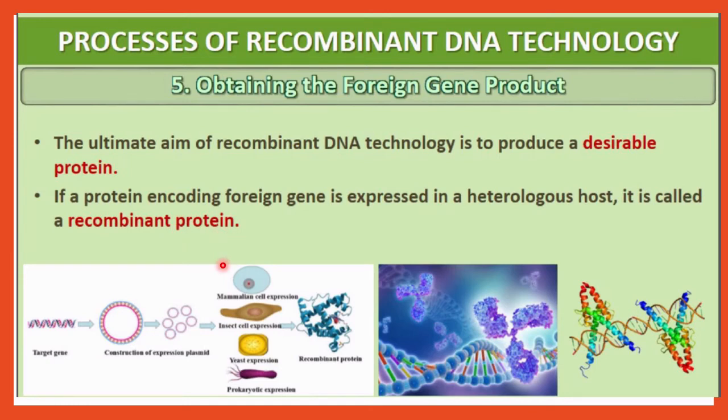Suppose this target gene you have entered inside the plasmid first, and then inside the host cell. Now this host will produce a recombinant protein, not a host cell protein. So if a protein-encoding foreign gene is expressed in a heterologous host, it is called a recombinant protein.